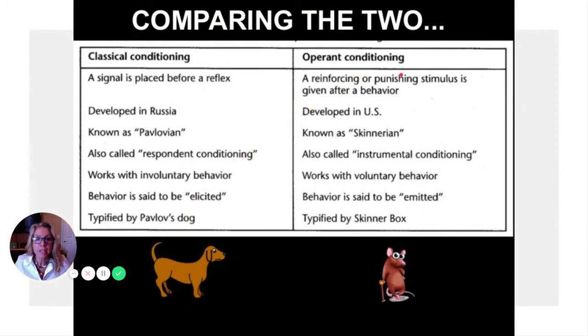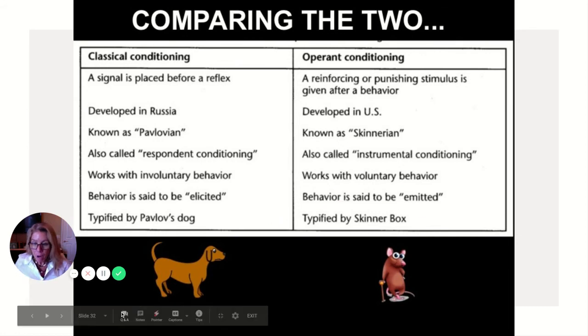Whereas operant conditioning, right, a reinforcing or punishing stimulus is given after the behavior. So in this one, it works with voluntary behavior, things that you choose. And this behavior is said to be emitted. All right, so that's just a quick summary of it.